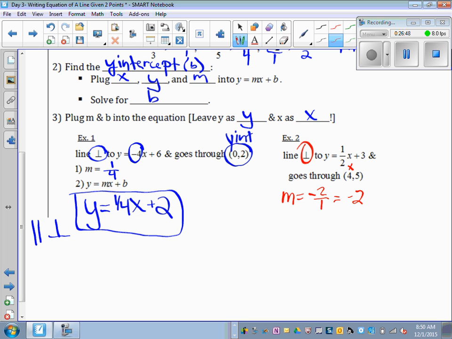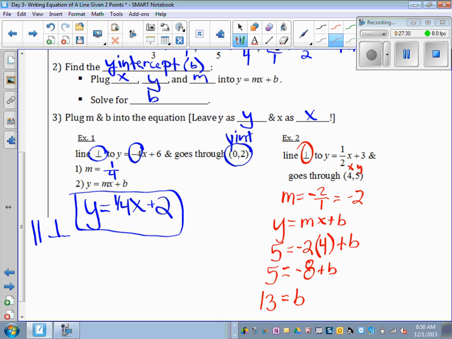So here's my x value, here's my y value. Again, we start off with y equals mx plus b. Y is 5. My slope is -2. My x value is 4. And I don't have b. Alright, so let's solve for b. -2 times 4 is -8. Add 8 to both sides, so we get 13 is my b value.